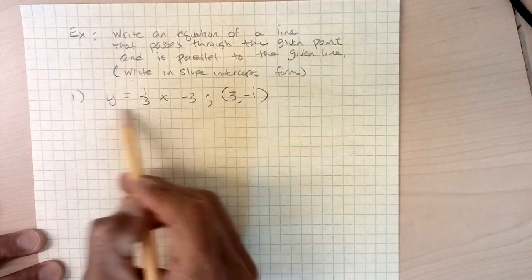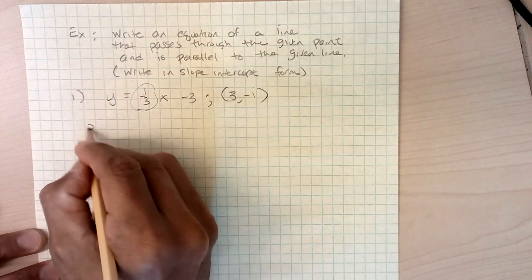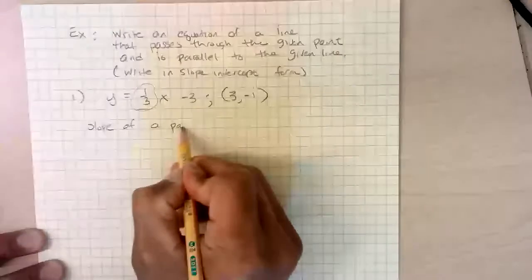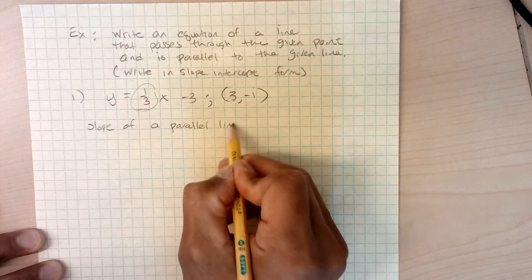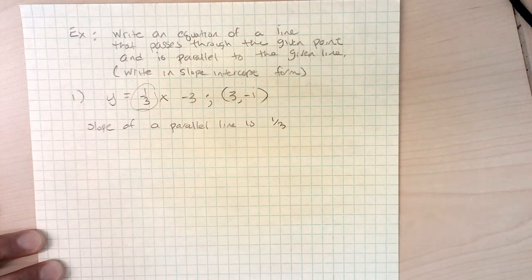You have to take everything you know about parallel lines. The slope of the given line is 1/3, which also means the slope of a line parallel to it should be exactly the same. So the slope of a parallel line is also 1/3. As you'll see in the next few examples, we might be asked to write an equation of a perpendicular line, and I would take the opposite reciprocal slope.